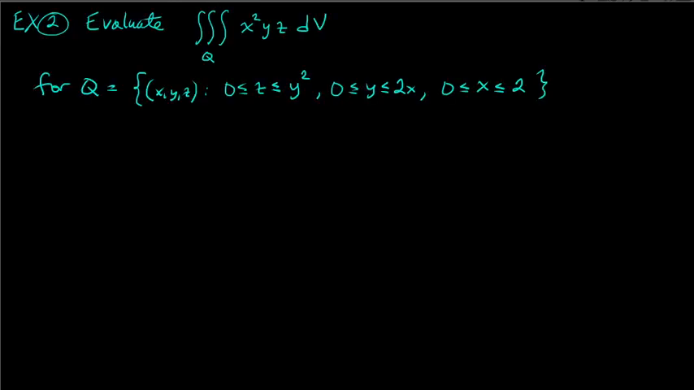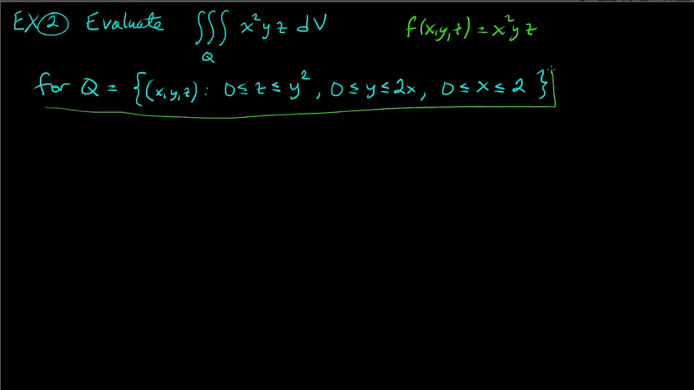Okay, so here is an actual triple integral. They give us the function that we're integrating over here. F of x, y, z is just x squared times y times z. And the region Q is given by this description here, this set of points in x, y, z space.